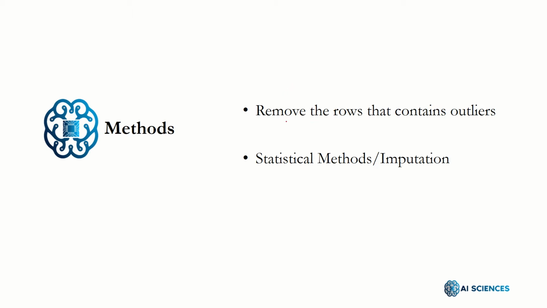So first of all, we are going to learn the methods of removing outliers. The first method is that you can just remove the rows that contain outliers. Secondly, there are some statistical methods that help you not remove the rows that contain outliers, but impute some values in the rows. What are those values? We'll learn that in a minute.